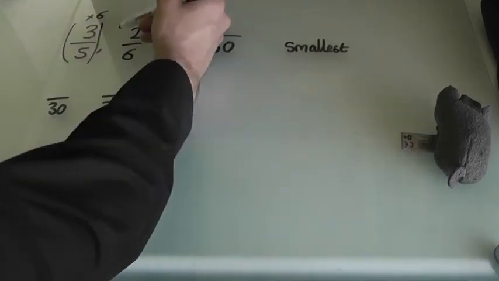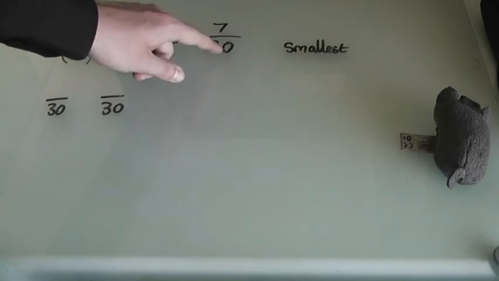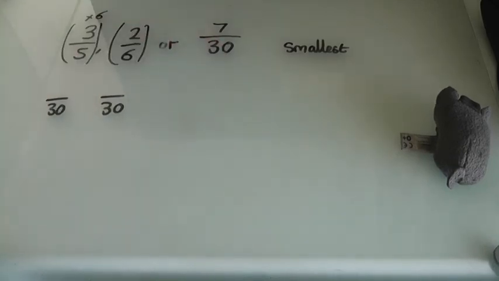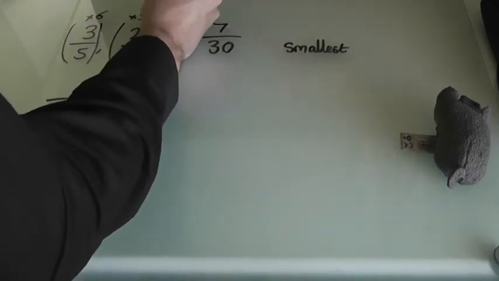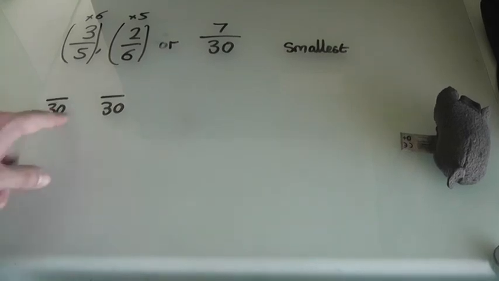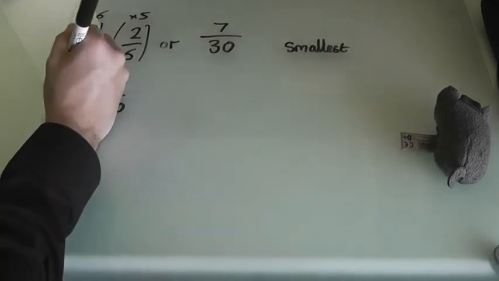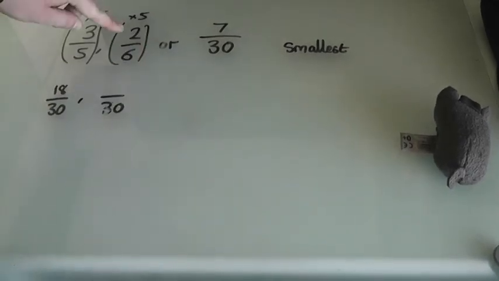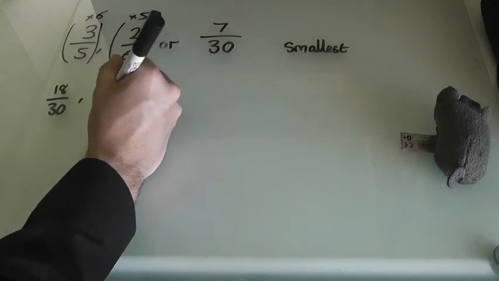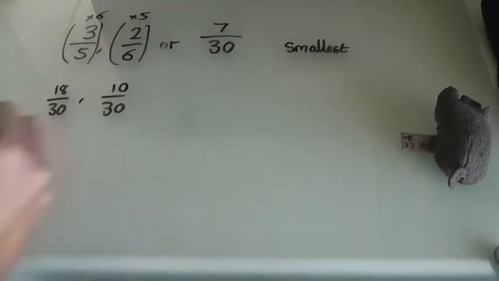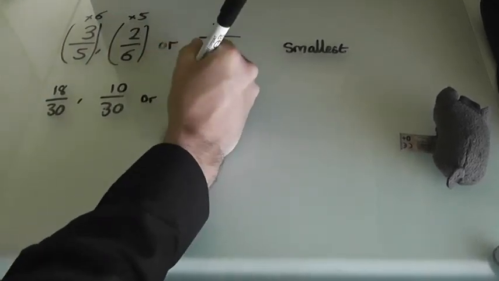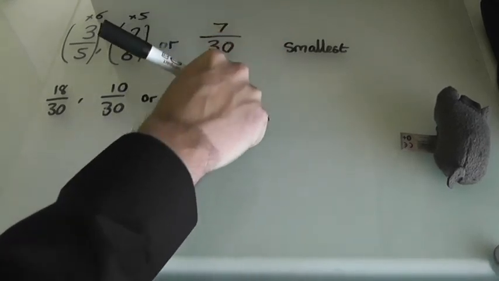What do we need to times 6 by to get to 30? 5. So we've got to times the whole fraction by 5. Now we know 30 is going to be the denominators. So 6 times 3, that will give us 18. 5 times 2, that will give us 10, or 7/30. Because we've left that one the same.